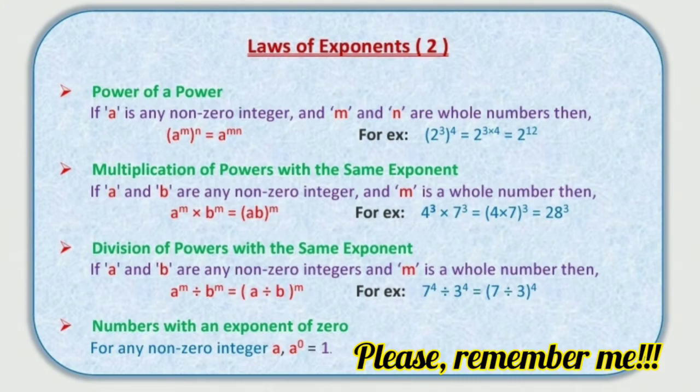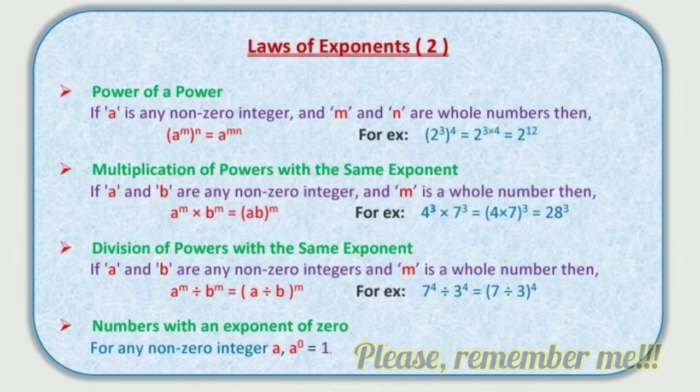Laws of exponent, page number 2. Power of a power. If a is any non-zero integer and m and n are whole numbers, then a raised to m, whole raised to n, is equal to a raised to mn. For example, 2 raised to 3, the whole raised to 4, is equal to 2 raised to 3 into 4, is equal to 2 raised to 12.